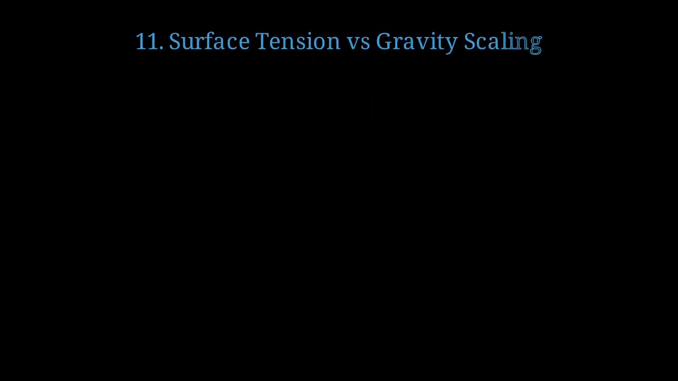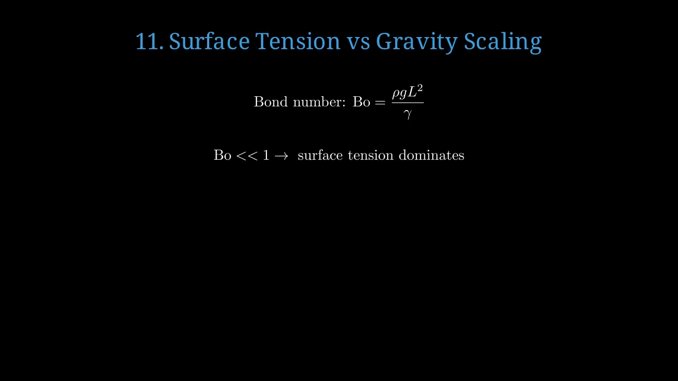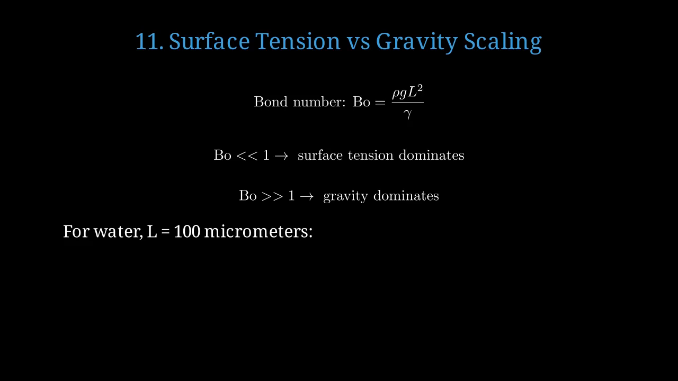The ratio of surface tension forces to gravity determines when capillary effects dominate. The bond number equals density times g times L squared, divided by surface tension. When bond number is much less than 1, surface tension dominates over gravity. When bond number is much greater than 1, gravity dominates over surface tension. For water at length scale 100 micrometers, let's calculate the bond number. Bond number equals approximately 1.4 times 10 to the minus 4, much less than 1, so surface tension dominates.